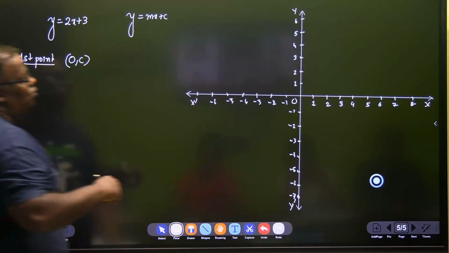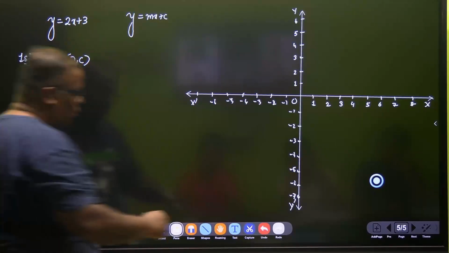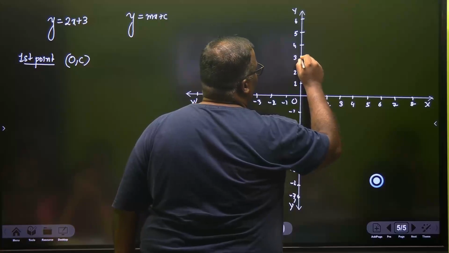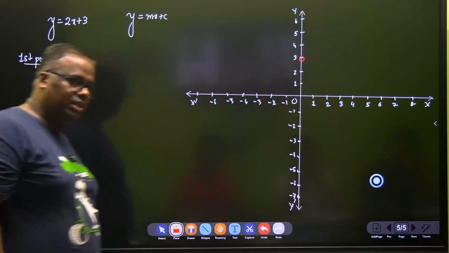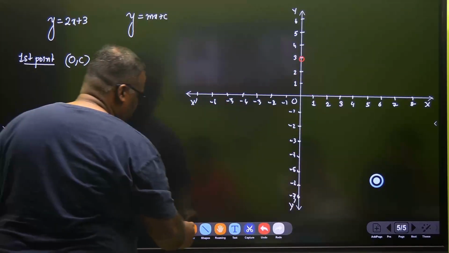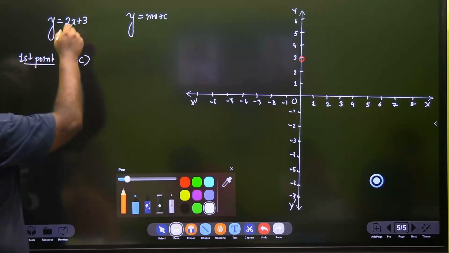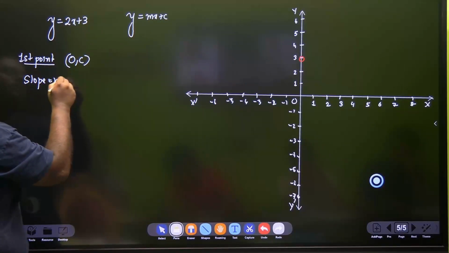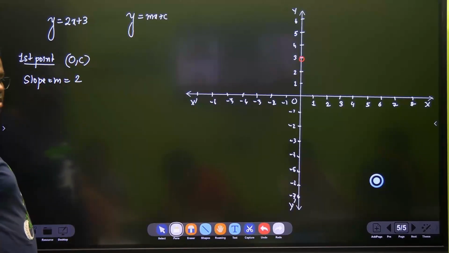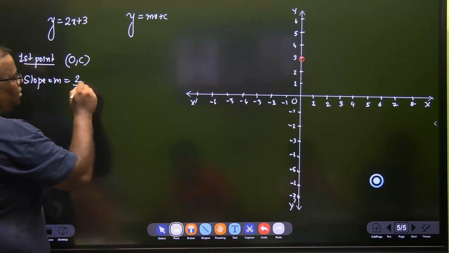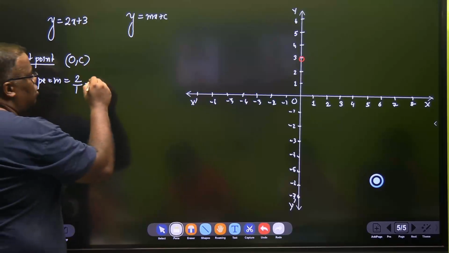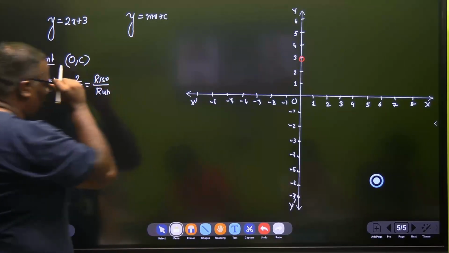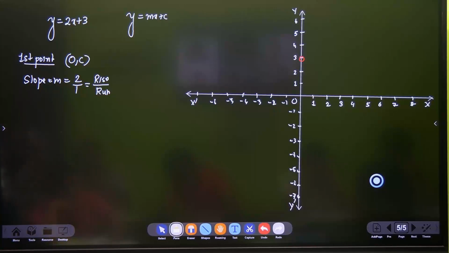Okay, 0, c. So my graph this time will pass through 0, 3. So obviously 0, 3 is one of the points of my straight line. Agreed? Okay. The next point we calculate very quickly from the slope. The slope is equal to m. In this equation, m is equal to 2. 2 can be written as 2 upon 1. Slope's formula is always rise upon run. What is rise upon run?